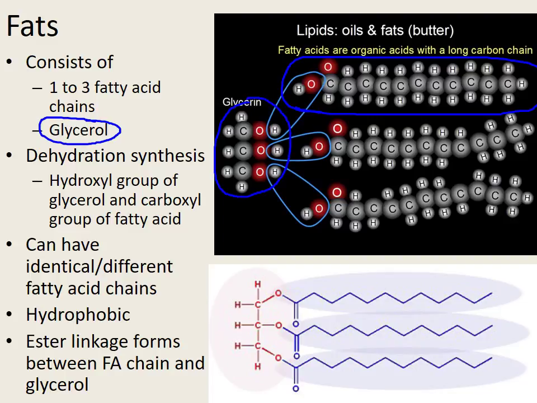Now notice the different circles that are being drawn there. That's where the reaction will occur between the glycerol and the fatty acid. It's between the carboxyl group of the fatty acid chain and the hydroxyl group of the glycerol molecule. These fats are formed again by what's known as a dehydration synthesis reaction. The fatty acid chains can be the same or could be different, depending on what's needed in the cell.